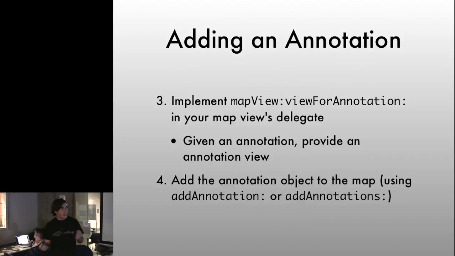Then there is a delegate protocol in MKMapViewDelegate, that is mapView:viewForAnnotation:, which, given an annotation, asks you for an annotation view for that annotation. And then finally, once you are ready, you tell the map you add an annotation or a list of annotations to the map view. And then the delegate will fire off, and as it needs them, asks you for map views for the annotations that you've added.